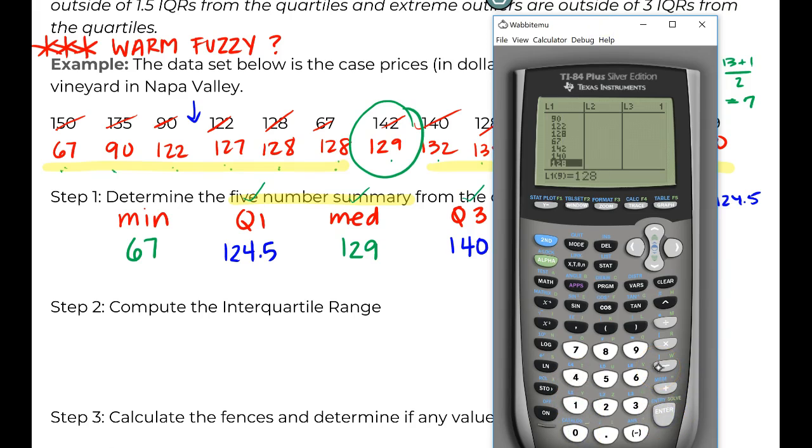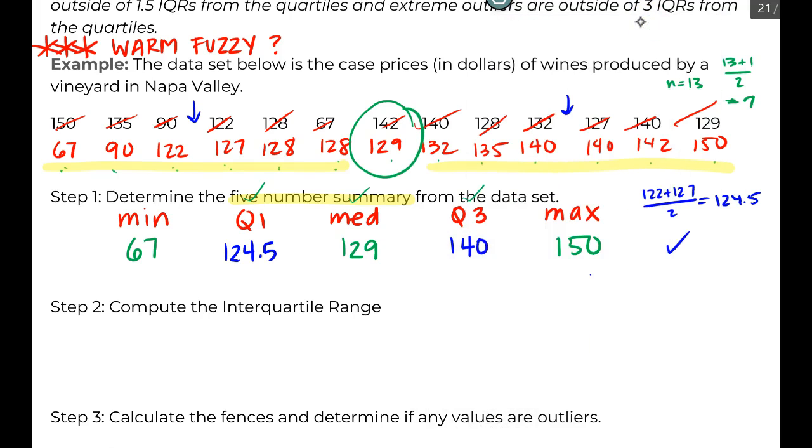Okay. So I hope it's all right. We'll find out because I've done this by hand, so we'll know if it's wrong. Once it's in, stat, calculate, 1-bar stats, bust this out, scroll on down. 67, 124.5, 129, 140, and 150. Hooray! We got the same answers. Cool. So now we can compute the IQR.